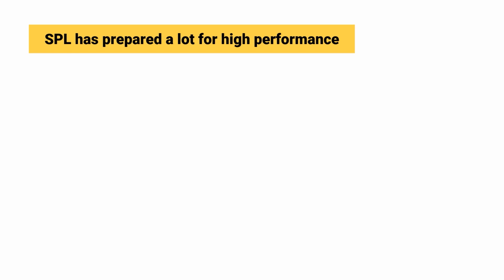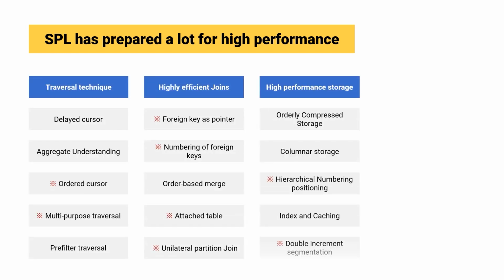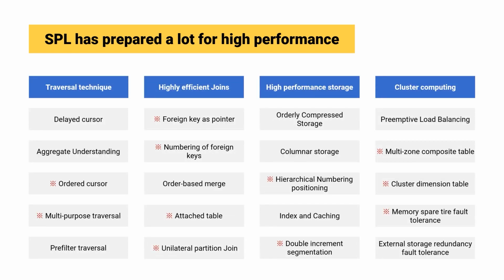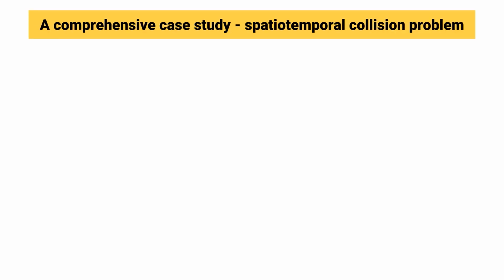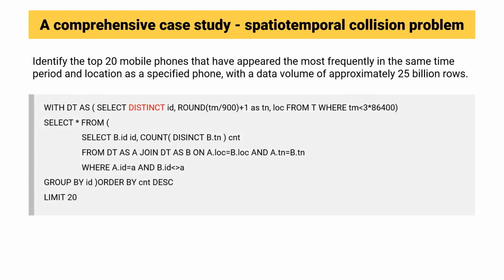SPL invented many multiplications. Some of the SPL algorithms are listed here, in which those highlighted by an asterisk are all original inventions of SPL. With these multiplications, the computational performance of SPL can be fully guaranteed. Let's take a comprehensive case study on the issue of spatiotemporal collisions. Identify the top 20 mobile phones that have appeared the most frequently in the same time period and location as a specified phone, with a data volume of approximately 25 billion rows.